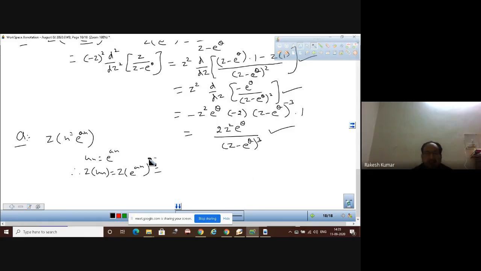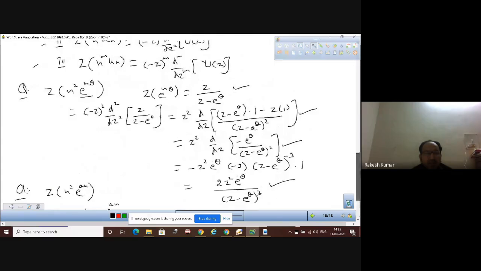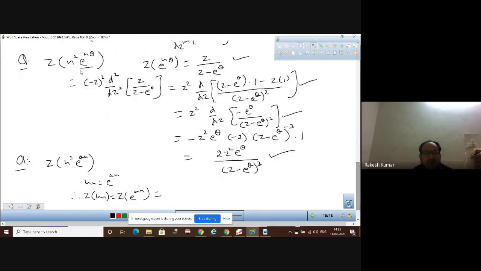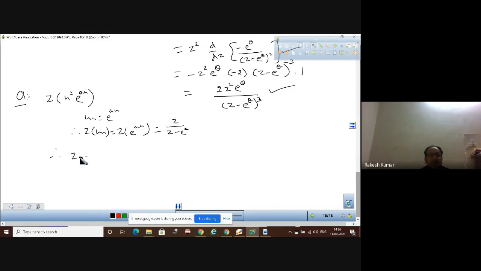And what we should have here, we have e raised to power n theta, this one. So in place of e raised to power n theta, we have e raised to power a n. So the Z transformation of e raised to power a n will be Z over Z minus e raised to power a. So now we can apply the rule and therefore the Z transformation of n square e raised to power a n will be minus of Z square, and that will be double order derivative with respect to Z of Z over Z minus e raised to power a. The question is similar to that. Just in place of e raised to power theta, we should have e raised to power a. Now I leave it here. You practice it at home. I leave the question. One more question we can do.